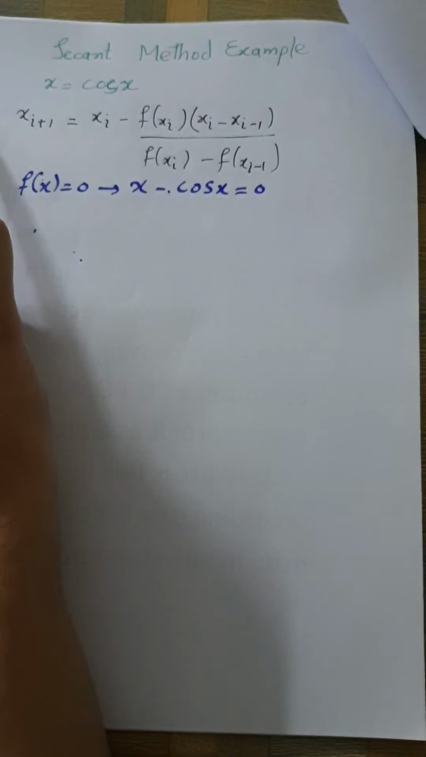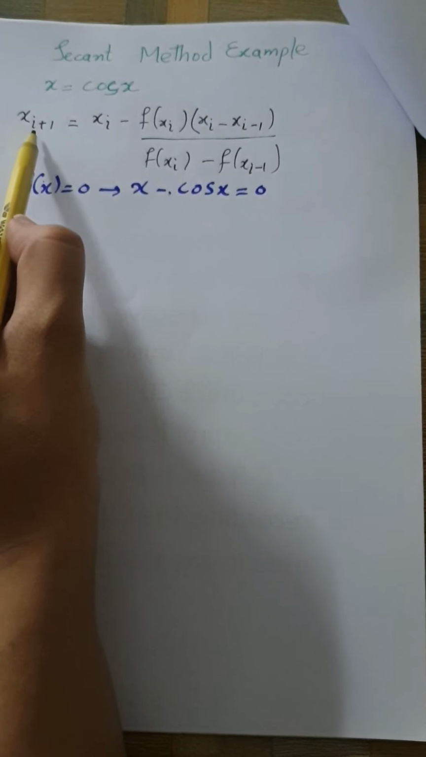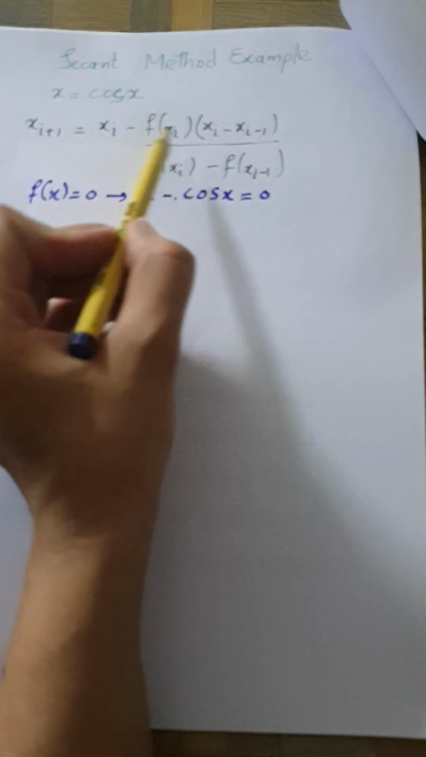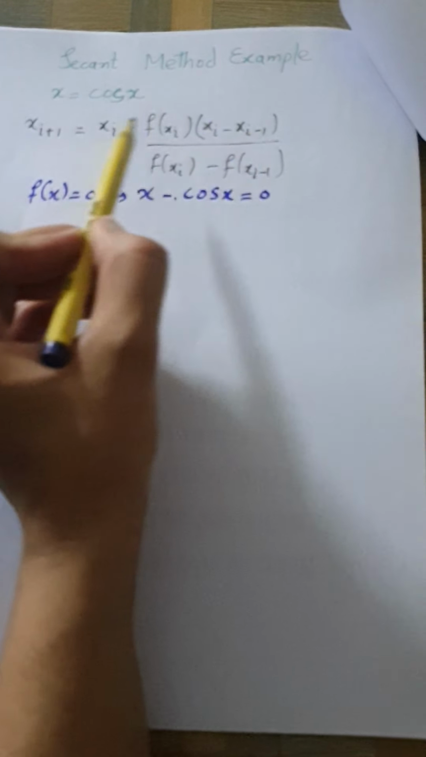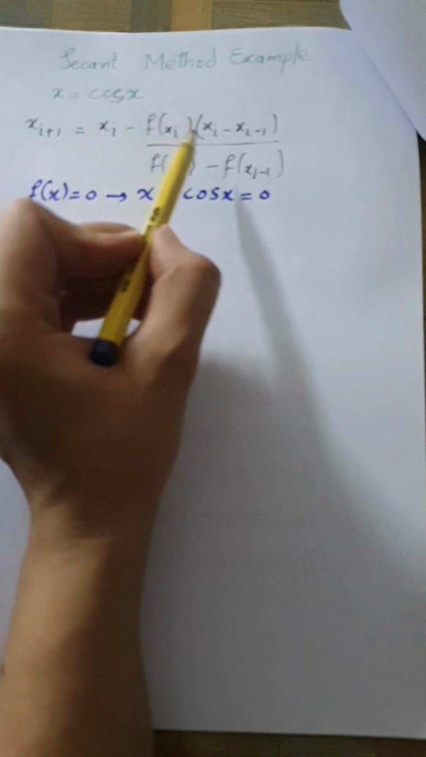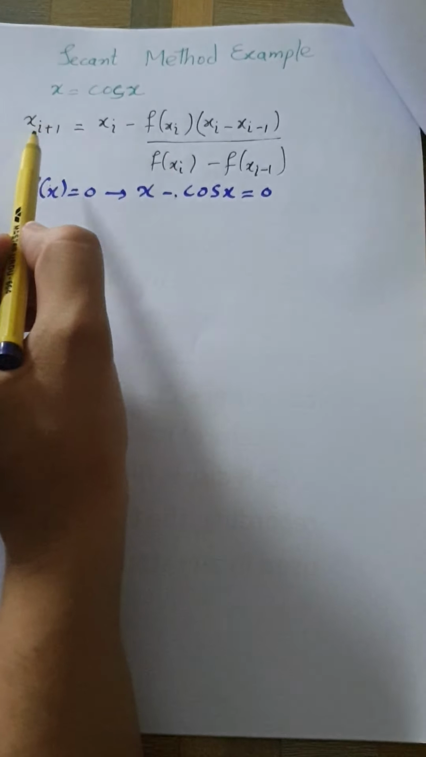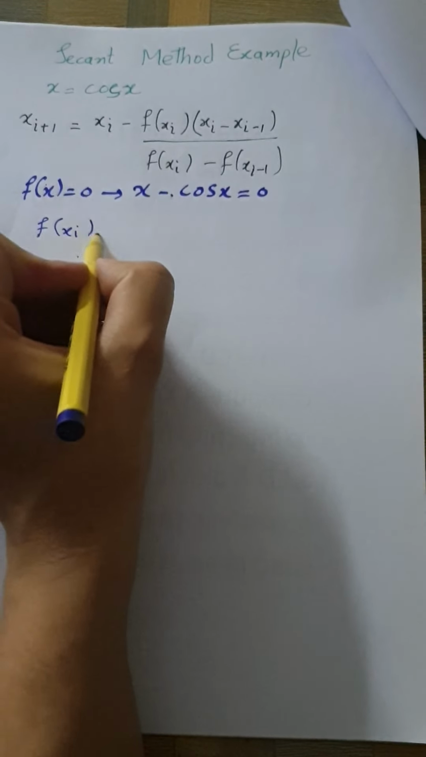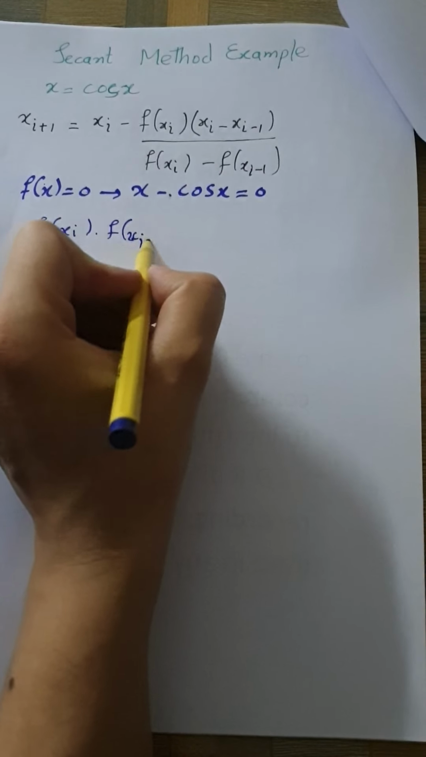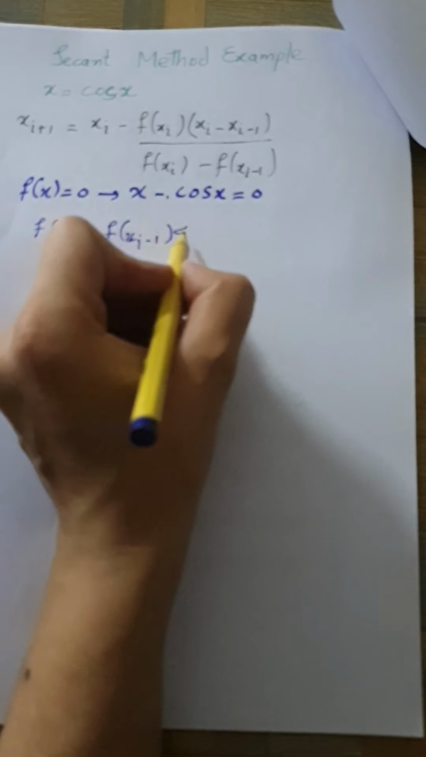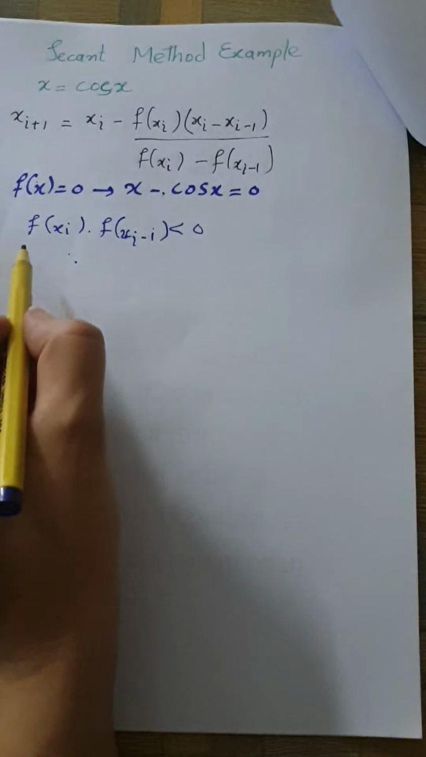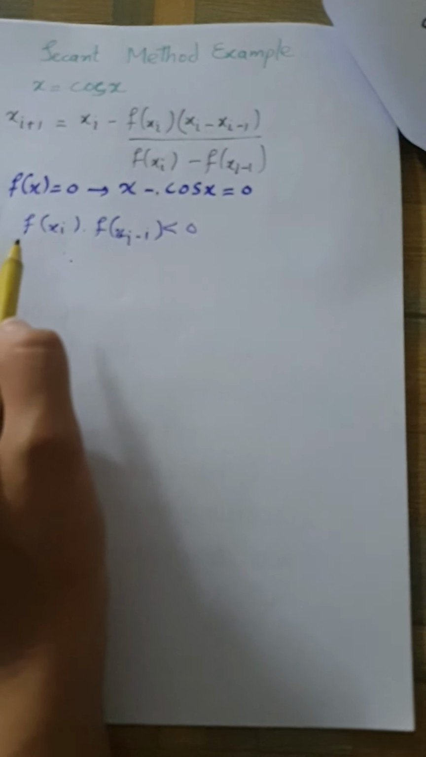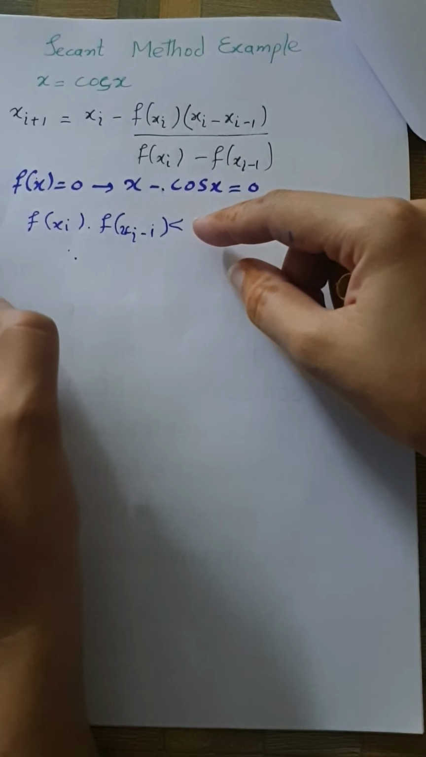According to the secant method formula, for calculating the next approximation we need two initial guesses, x_i and x_(i-1). Since this is an open bracket method, we don't need to ensure that f(x_i) times f(x_(i-1)) is less than 0. That means we don't need to bound the root within a particular interval. We can just randomly make the two initial guesses.